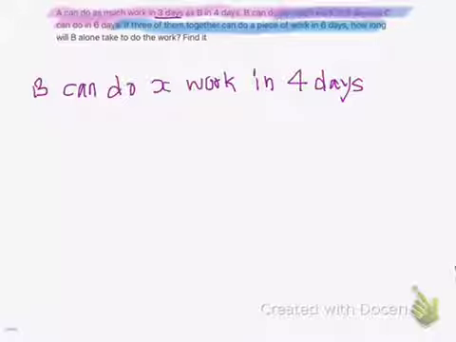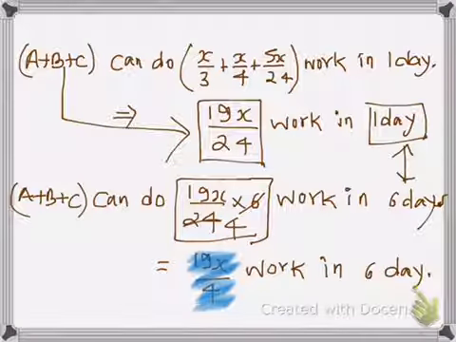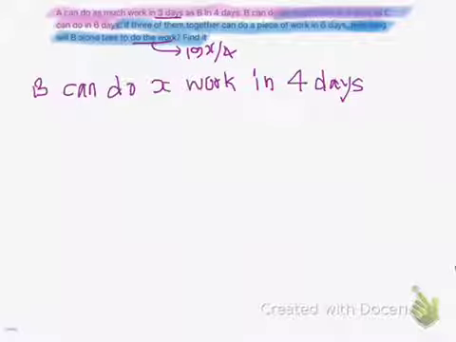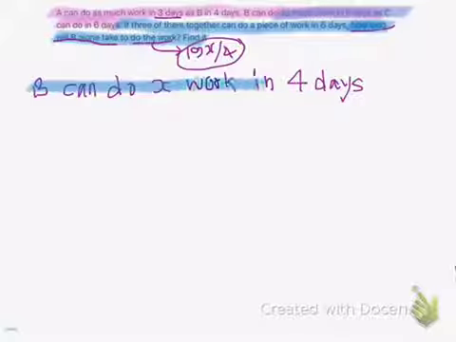Now here we've been asked how long B alone will take to do the work. Here we're talking about this work, 19x by 4 work. So now let's read the question again. How long will B take to do 19x by 4 work? Since we know that B can do X work in 4 days, now let's try to solve how many days B takes to do 19x by 4 work.